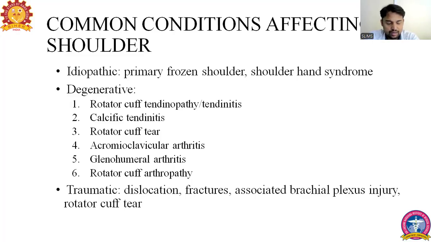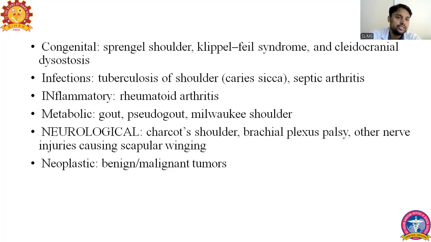Traumatic means dislocation of the humerus, proximal humerus fractures, associated brachial plexus injury, or rotator cuff tear. Because of the trauma, the shoulder joint movements will get affected. Congenital conditions include syndromes called Sprengel shoulder and Klippel-Feil syndrome. These are some rare conditions of the shoulder joint. And infection: tuberculosis of the shoulder joint, and septic arthritis.